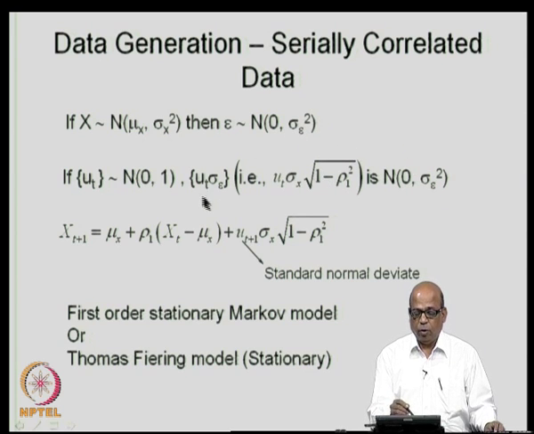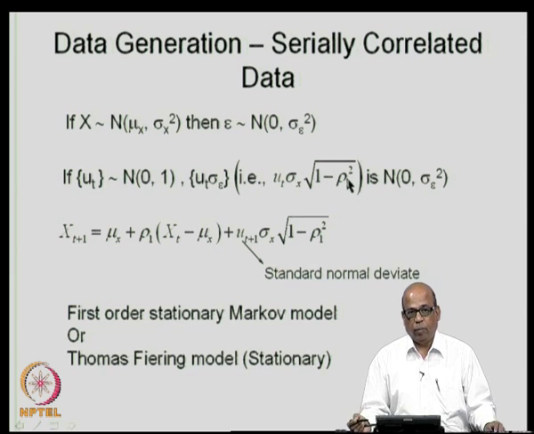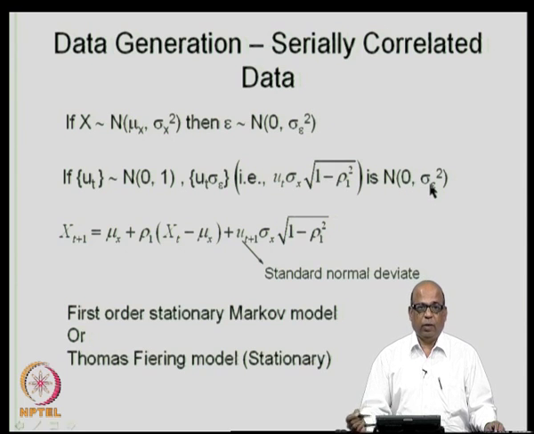So, we will introduce u t into sigma e, or u t into sigma x root of 1 minus rho 1 square, into the model. So that we are ensuring that the random component will have a 0 mean and a variance of sigma e square. So, we write the model now as x t plus 1 is equal to mu x plus rho 1 into x t minus mu x, which is stationary, plus the epsilon t, which we write as u t plus 1 into sigma x root of 1 minus rho 1 square.